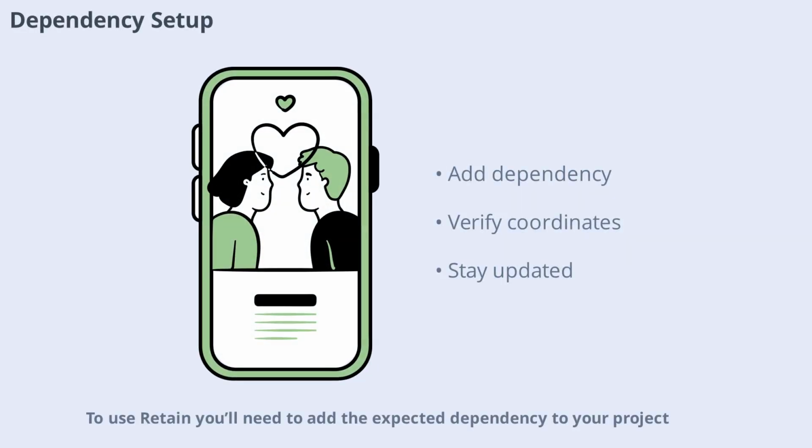To use Retain, you'll need to add the expected dependency to your project. While the exact coordinates may change, the anticipated setup is implementation, androidx.compose.runtime:runtime-retain:$compose_version. Always verify the latest artifact coordinates in the official documentation before integrating Retain into your Compose apps. This ensures compatibility and access to the latest features.